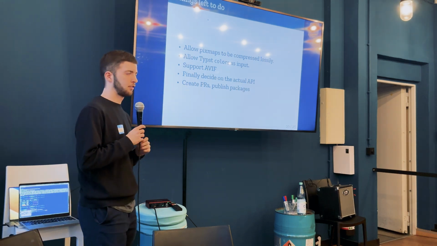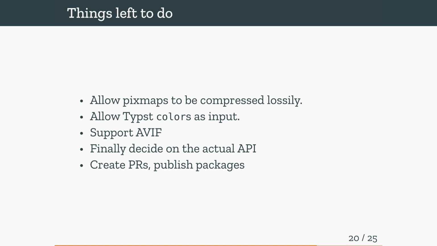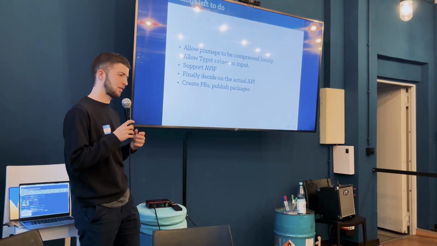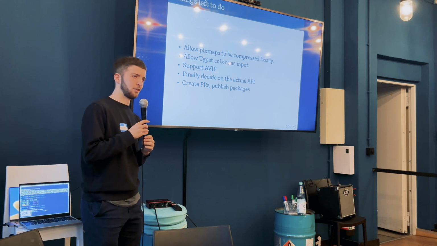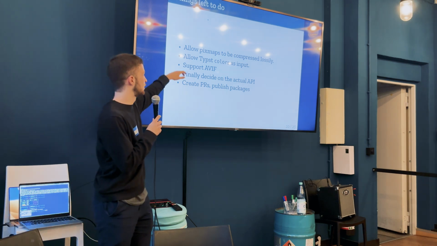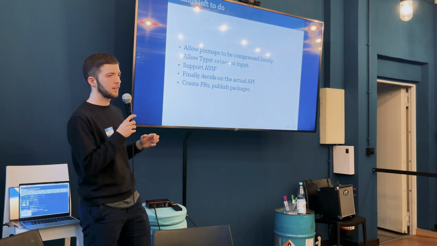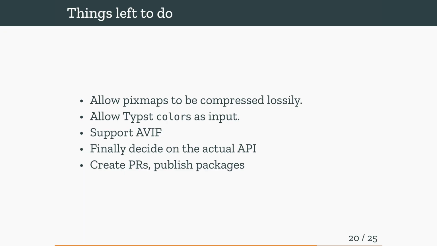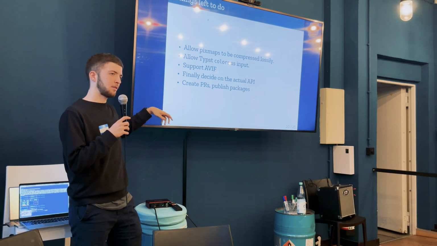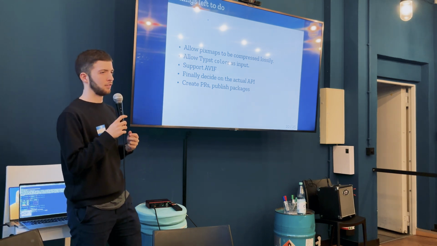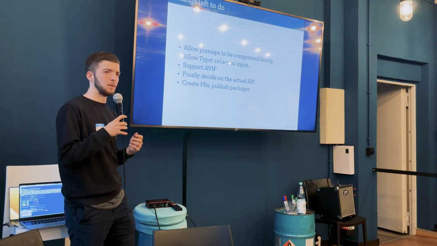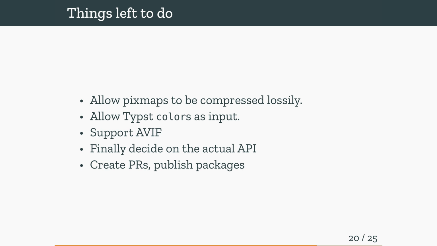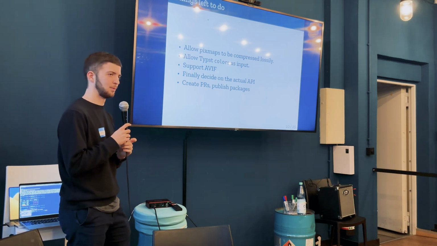And things that I still have to do, which are allowing pixmaps to be compressed lossily, because currently they are just exported as PNG, for example, not JPEG, which is not great for photos and will bloat the document size a lot. Then allowing Typst colors as input and not just bytes would be nice, but I don't know. AVIF wasn't on the list. That's because the image crate uses a certain library which is not WebAssembly compatible. It can be made compatible, but I just haven't done that yet. And then, of course, the API needs to be decided upon. Pull requests and packages also need to be published.